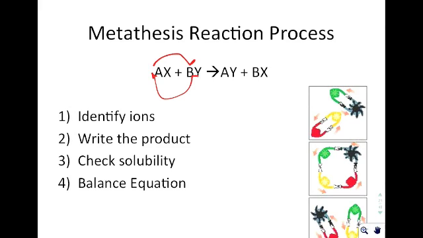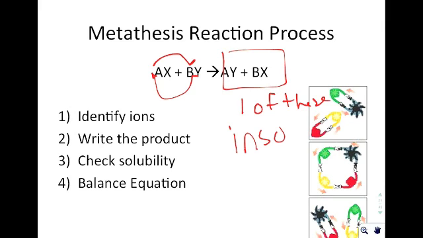Once you've balanced the equation and everything, the first thing you need to do is check solubility. In order for this metathesis reaction to occur, one of these two products must be insoluble. If both products are soluble, this reaction will not occur.